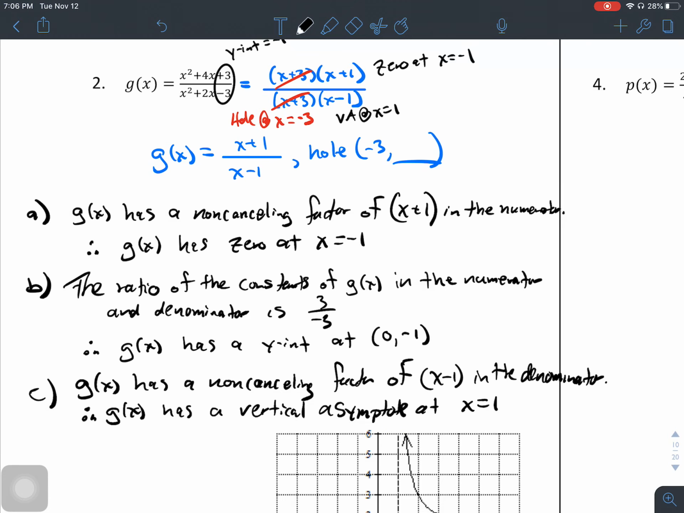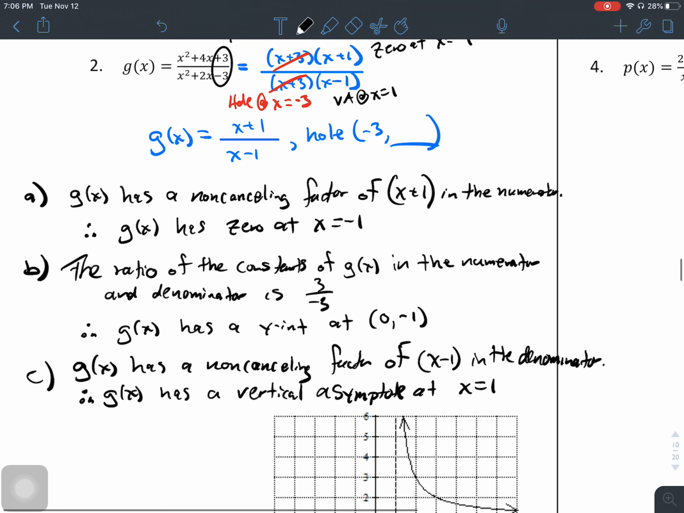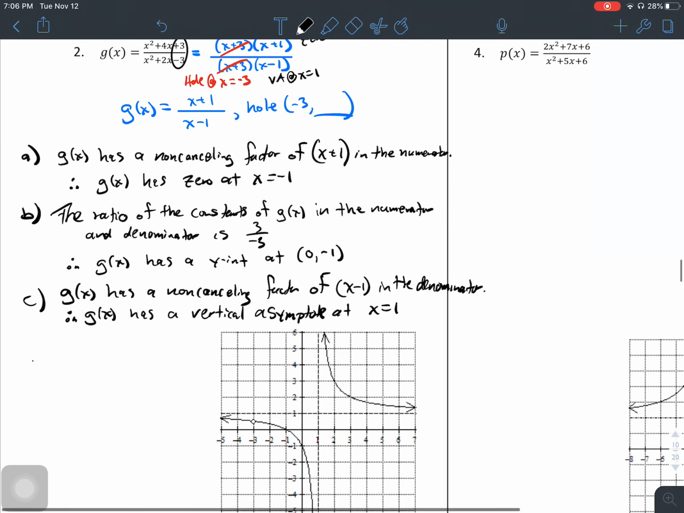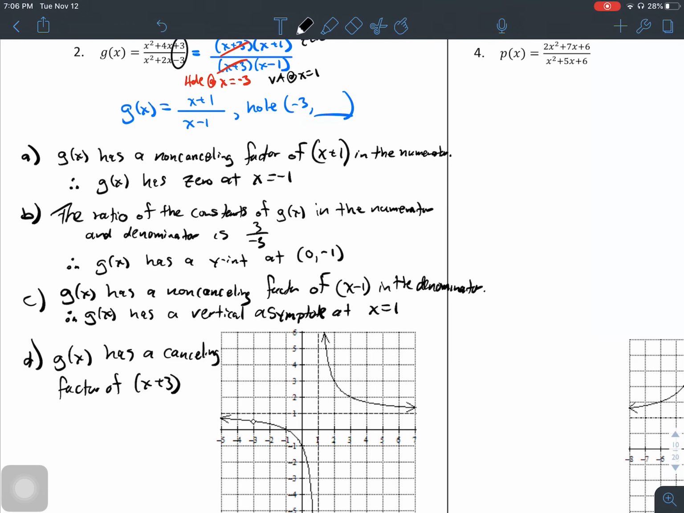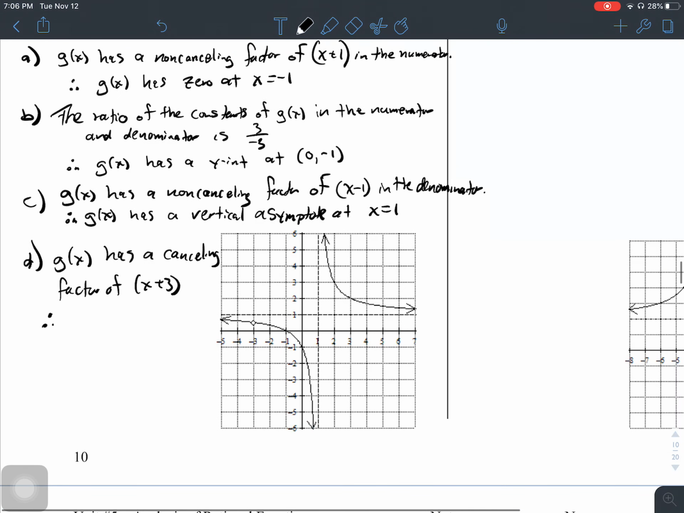Part D, it's about the hole. Running out of space here, aren't I? D, g of x has a canceling factor of x plus 3. Conclusion, g of x has a hole at x equals -3. Now we still need to show work to figure out what the y value is of this.